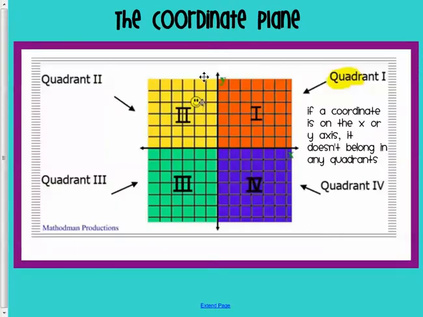Each coordinate plane has different quadrants. So if we look here, if the x is positive and the y is positive, then it goes along the first quadrant. Okay? If the x is negative and the y is positive, then it goes in quadrant 2. If the x is negative and the y is negative, it's in quadrant 3. And if the x is positive while the y is negative, it's in quadrant 4.